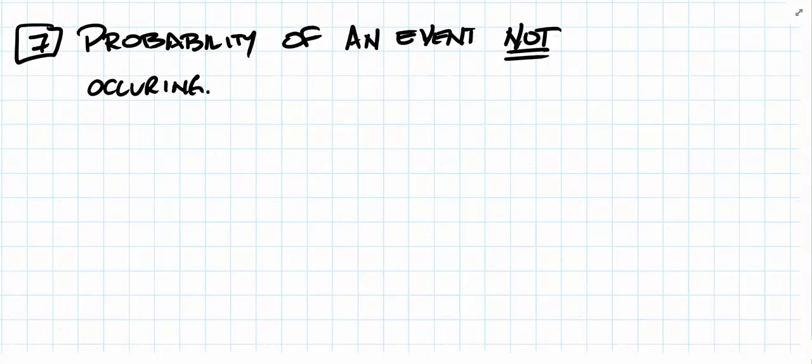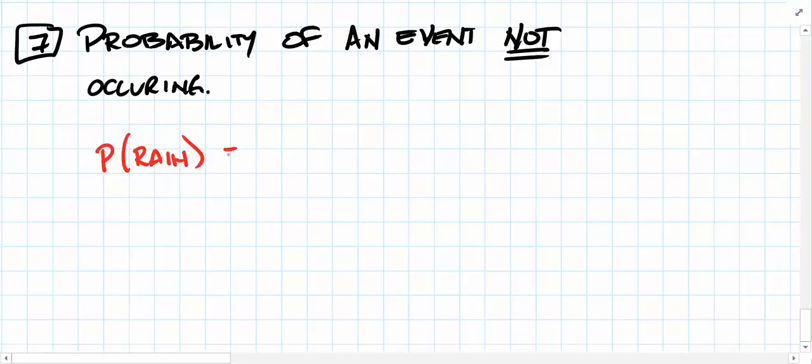If 2 events are what's known as mutually exclusive, it means they can't happen at the same time. So that means that the probability of the event happening and the probability of the event not happening have to add up to 1. So what do I mean by that? Let's say the probability of rain is equal to 20%. Then what's the probability of no rain?